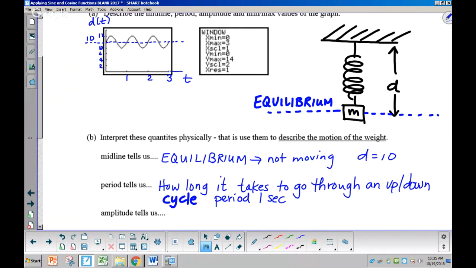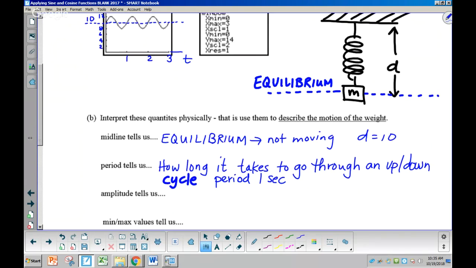Okay, amplitude tells us how high and low, how stretched the spring is, the maximum distance from the midline, or from equilibrium. Maximum distance, and the amplitude here is 2. Good. And it's going to be centimeters, right? Because that's what we're measuring in.